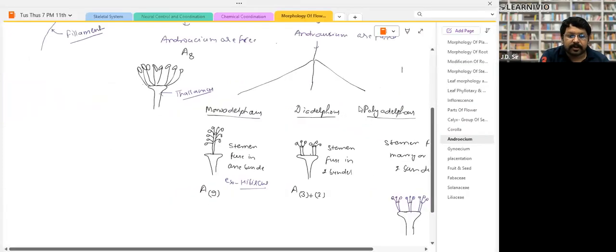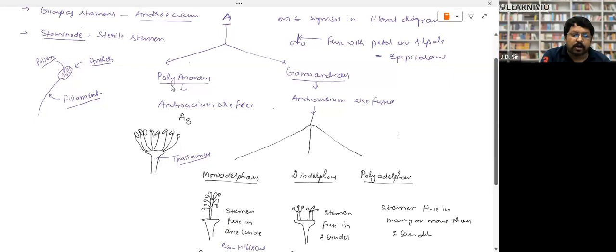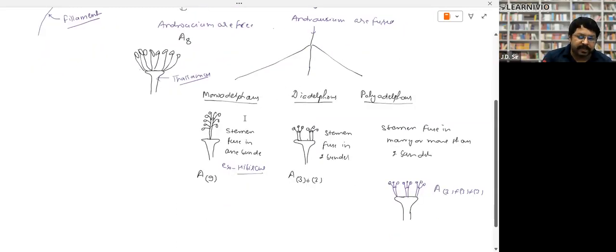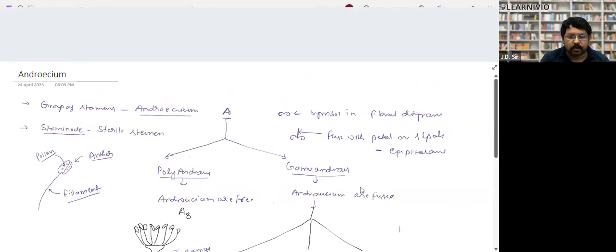Androecium. Again, the same with androecium. Androecium is represented by A. If they are free from each other, we call it polyandrous. If they are united with each other, we call it gamoandrous, and we make a bracket. If they are united in a single group, it is called monodelphous. If united in two groups, diadelphous. If united in more than two groups, polyadelphous. Everything I explained in the last class.